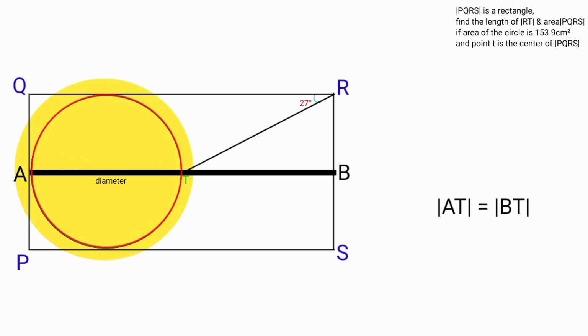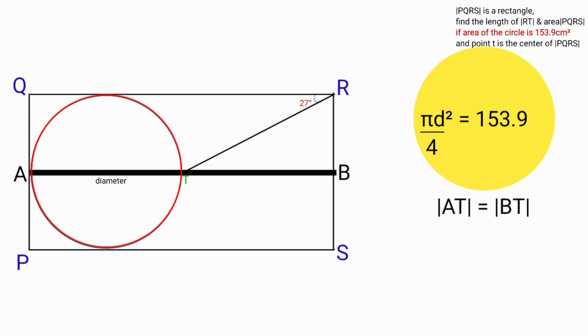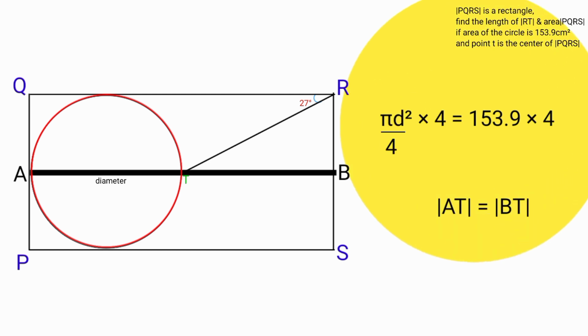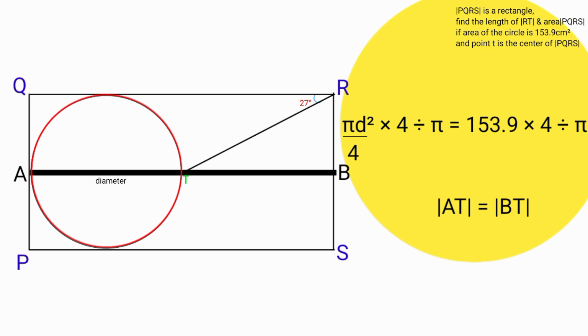So what is the diameter of this circle? We don't know. But since the area of the circle is 153.9 centimeters squared, we know that the formula for finding the area of a circle with respect to its diameter is pi d squared over 4. So let's equate pi d squared over 4 to 153.9 centimeters squared. To make d the subject, we multiply both sides by 4, divide both sides by pi, and then find the square root of both sides.